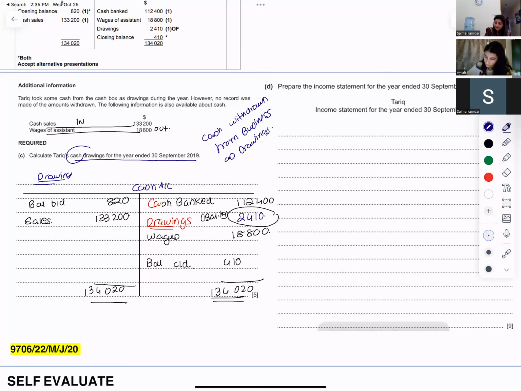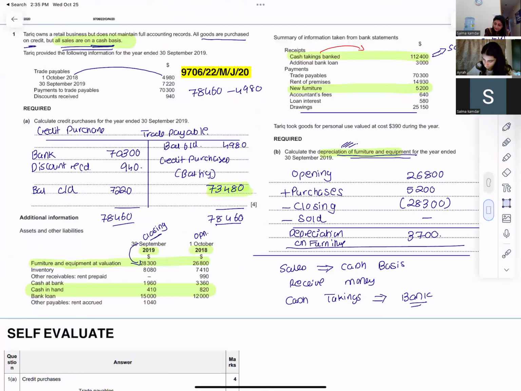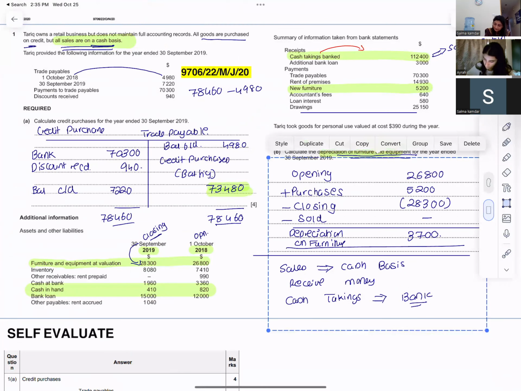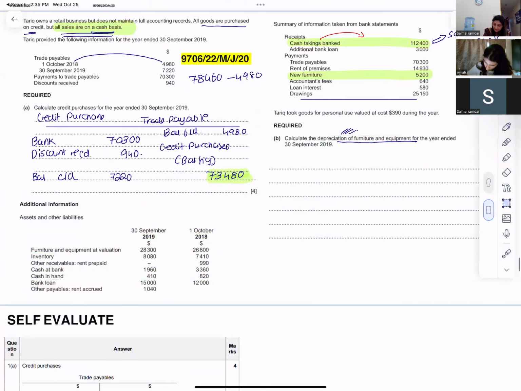Now I have to prepare the income statement. I'm preparing the income statement over here only, okay? I'll read the question again. All purchases are made on credit. All sales are on cash. This is the information about receipts and payments. I will see what information I want to put in my income statement.